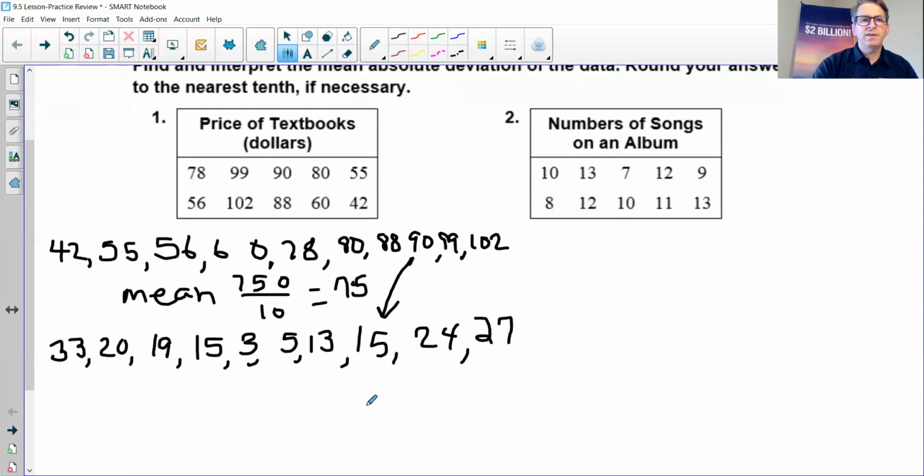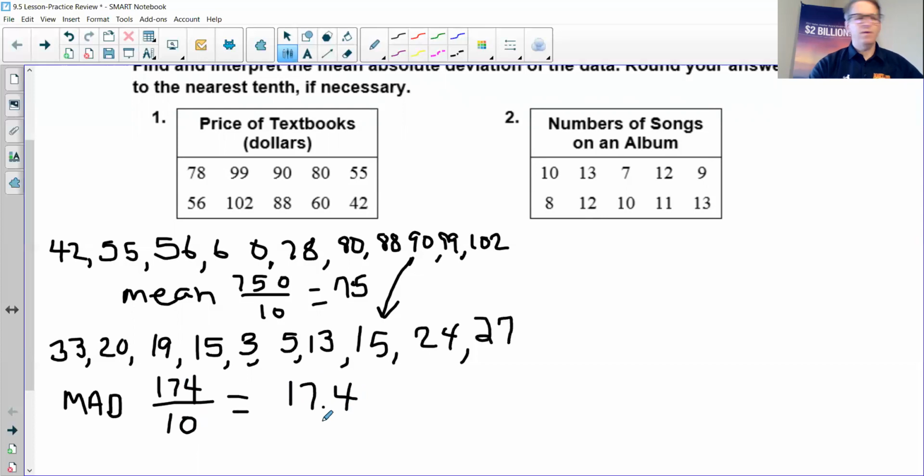Okay, to calculate the MAD, the mean absolute deviation, we have to add all these numbers up. And that ends up being 174. Okay, so we add all these numbers up, we get 174. Then I divide it by the total number of numbers, 10. And I get a MAD of 17.4.